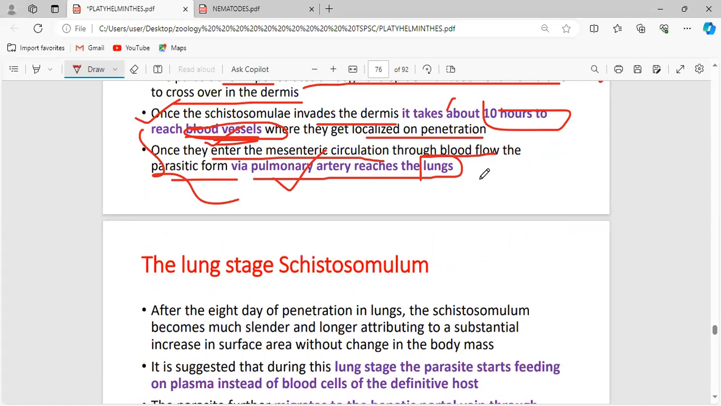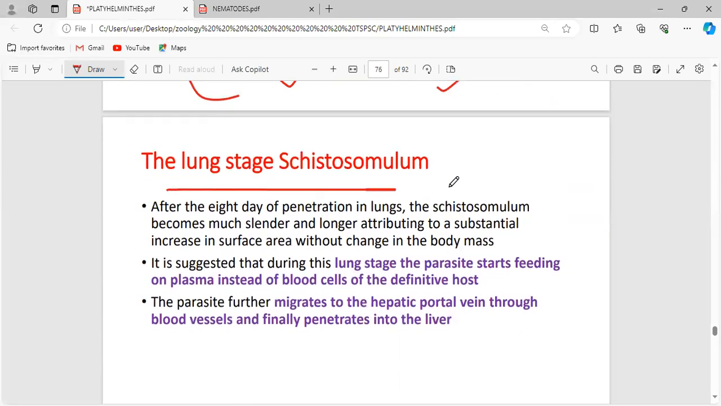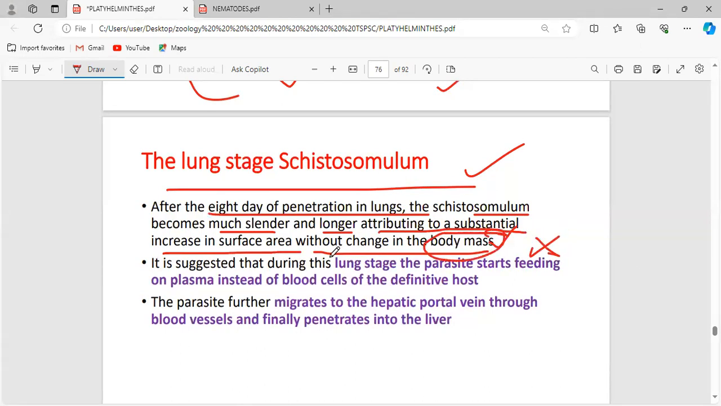Now, after it reaches the lungs, what happens? It takes place in the lung. The lung stage schistosomulum: after the 8th day of penetration in the lungs, the schistosomulum becomes slender and longer, attributing to a substantial increase in surface area without change in body mass. Body mass never changes, just the size increases by increasing the surface area. It is suggested that during this lung stage, the parasite starts feeding on plasma instead of blood cells of the definitive host.